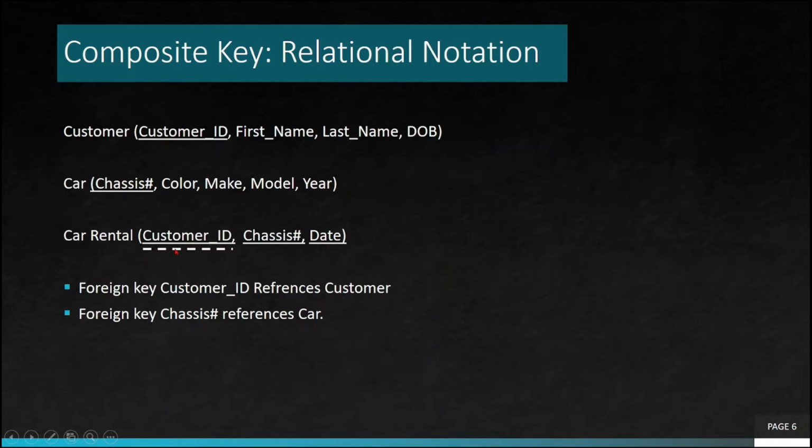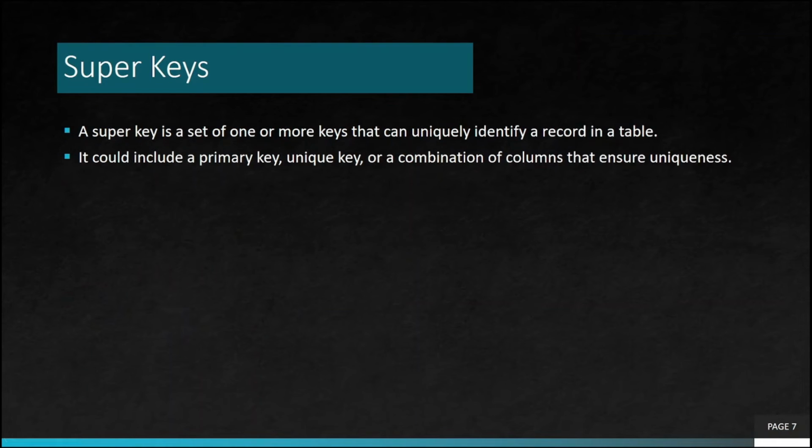So this is where you need to add your underline to distinguish that it's a foreign key, which is now acting as a primary key. And it is the same thing with the chassis number, because they all combine together to make a primary key. So here, all of this is a composite key. And here we would have our comment that says foreign key customer ID references customer and foreign key chassis number references car.